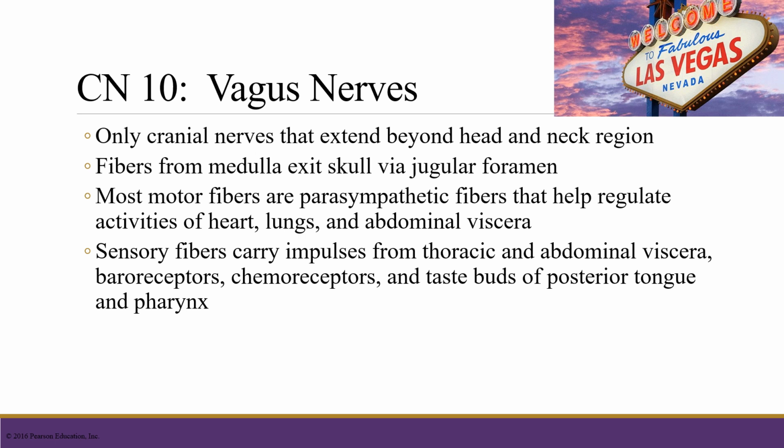Fibers from the medulla exit the skull via the jugular foramen. Most motor fibers are parasympathetic fibers that help regulate activities of the heart, lungs, and abdominal viscera, so our internal organs. Sensory fibers carry impulses from the thoracic and abdominal viscera. Baroreceptors, chemoreceptors, so blood pressure, and then the chemistry of the blood, specifically checking for oxygen via CO2. And taste buds of the posterior tongue and pharynx, so it's going to get involved in taste as well.